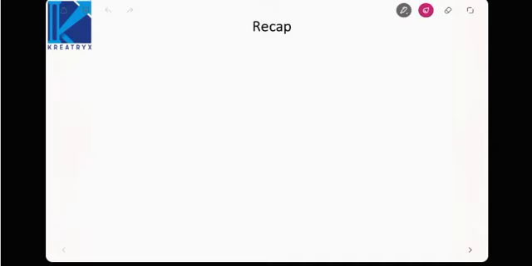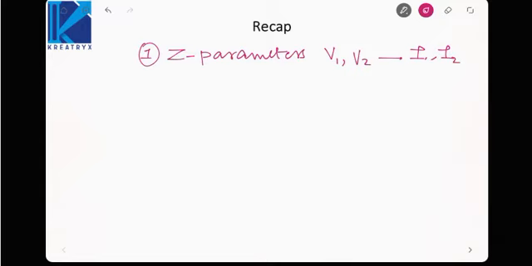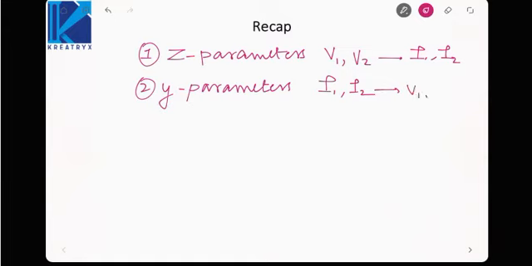Hi guys, up to now we have studied about the parameters of the 2-port network. So we have seen 5 types of parameters, out of which the first one was Z parameters. In Z parameters, we were relating the quantities V1 and V2 to I1 and I2. Then we looked at Y parameters, which were the inverse of Z parameters. These parameters related I1 and I2 to V1 and V2.